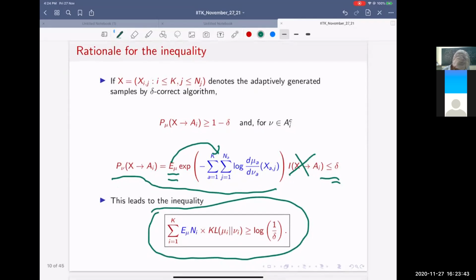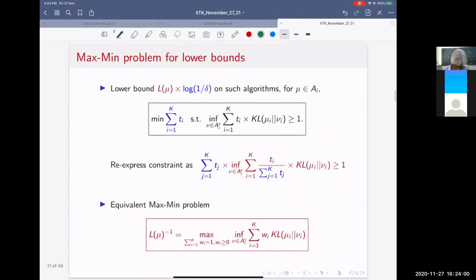Any questions so far? Now we'll go ahead with this inequality. We'll assume each arm has to be pulled these many times, and the summation has to equal log 1 by delta. Very good. Now we can see a lot more since we have this. So now we want a lower bound on our computational effort. This was the quantity which depended on the algorithm, so let's make it a variable. Ti is the number of times I'm pulling arm i.